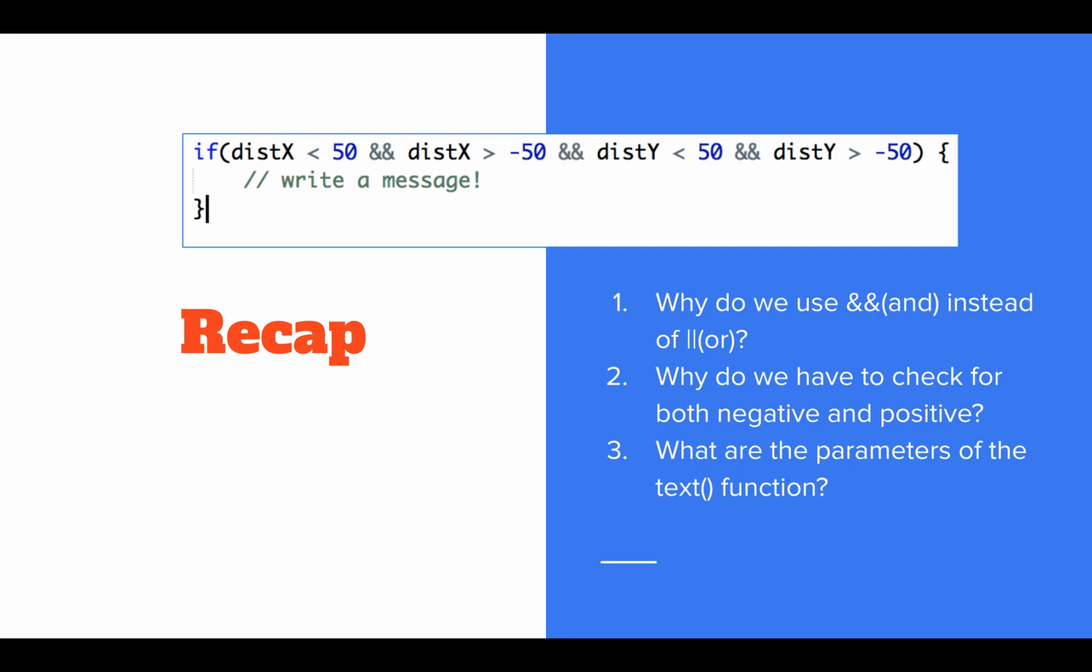So as a recap, why do we use and instead of or? Why do we have to check for both negative and positive? And what are the parameters of the text function? I'm going to just answer them now. So if you haven't thought of the answers yet, you should pause the video and think about them. So we use and because they all have to be true.